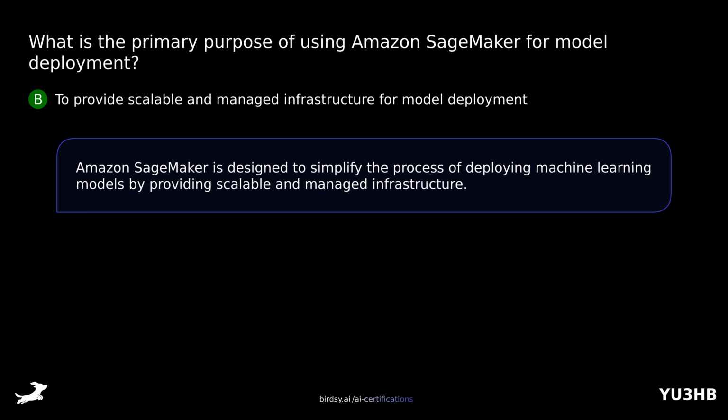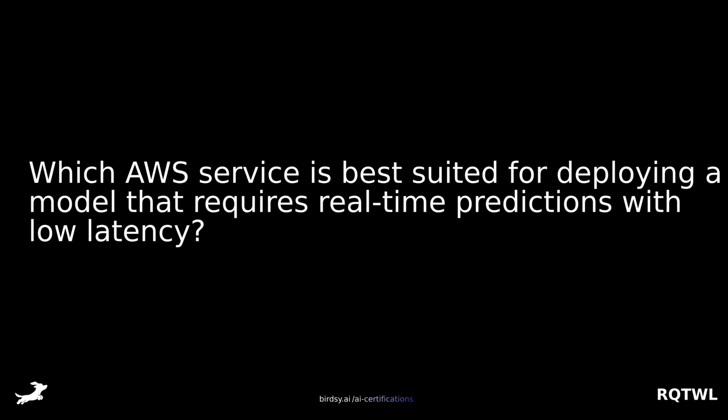Amazon SageMaker is designed to simplify the process of deploying machine learning models by providing scalable and managed infrastructure. Which AWS service is best suited for deploying a model that requires real-time predictions with low latency?